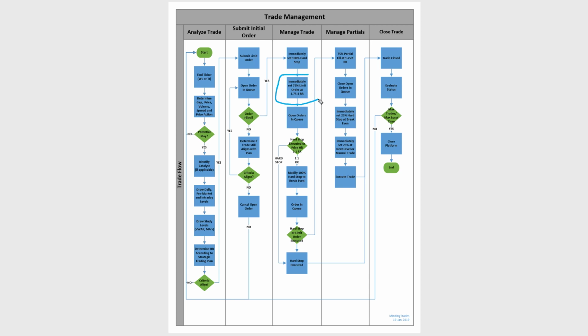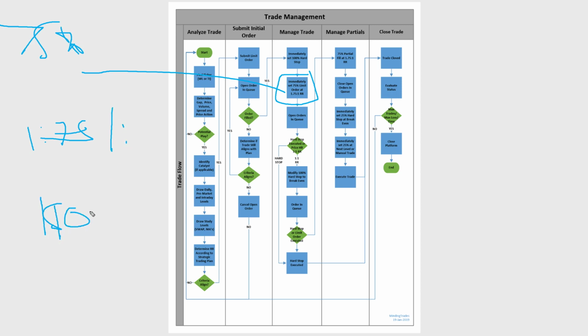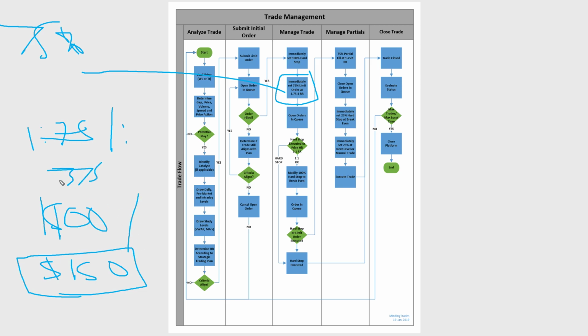Next step, we want to immediately put a set limit order for 75% of the shares at 1.75 to 1. So if I'm risking $100, I'm taking a partial profit when it reaches $150. But I'm not going to get $150 because I'm taking 75% out. So just remember that.